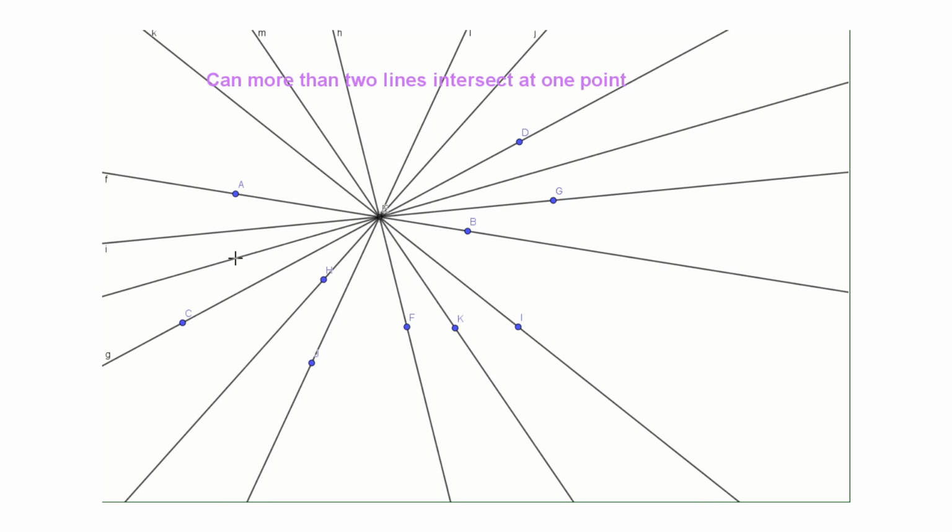Here the point is E. Through E, I can draw as many lines as I like. And they are all called intersecting lines, and they all intersect at the point E. Such lines are called concurrent lines. So the answer is yes, infinite lines can pass through a point, and these lines are called concurrent lines.